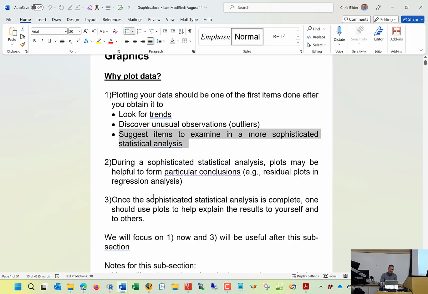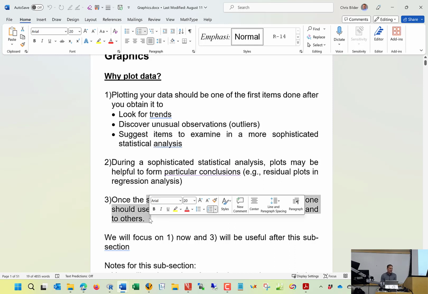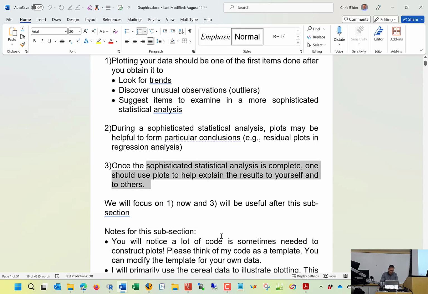But once you do that sophisticated statistical analysis, you can then use these kinds of plots or these techniques that we're going to see here to make sense of it. And so you're going to see me throughout the semester, once we get to more sophisticated statistical methods, like principal component analysis, we'll always look at plots to try to explain what's going on.